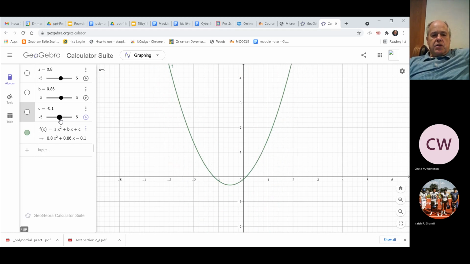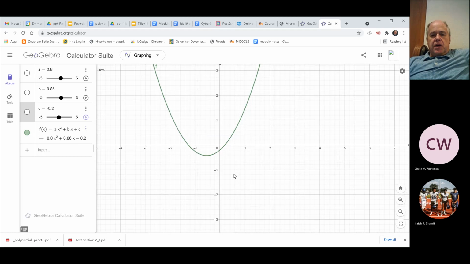So if c were 0, I would have a curve that passed right through 0 when x was equal to 0, right about there. There's where my c is almost equal to 0. I can't get it quite equal to 0. But if I had c exactly 0, then I have the equation ax squared plus bx. And it would always be going through 0 where x was equal to 0.